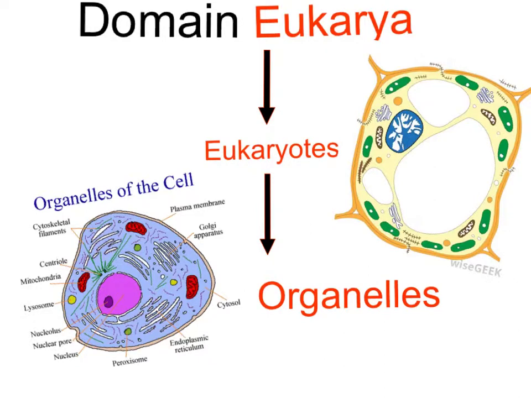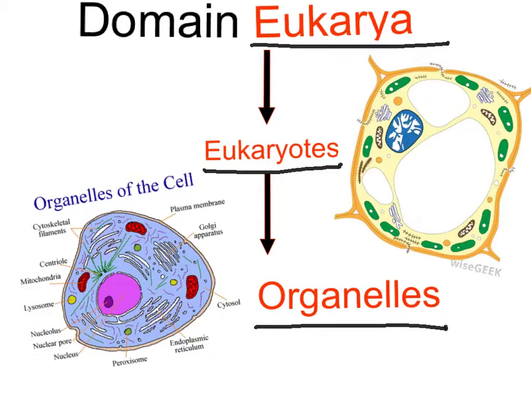The third and final domain that we will be talking about is the domain Eukarya. Eukarya is made up entirely of eukaryotes. Eukaryotic organisms have cells with a nucleus and membrane-bound organelles. Both of these pictures are of eukaryotic cells.